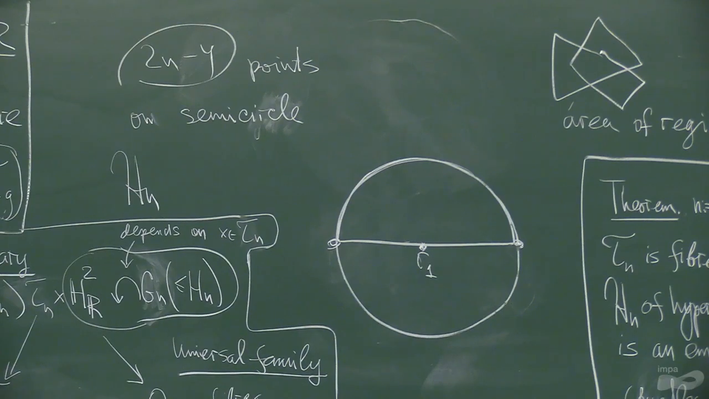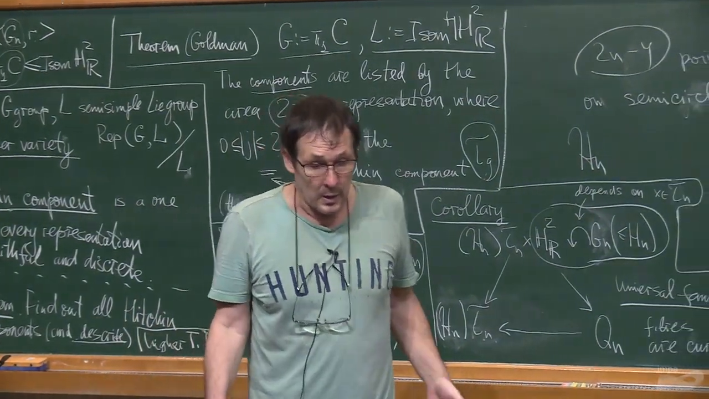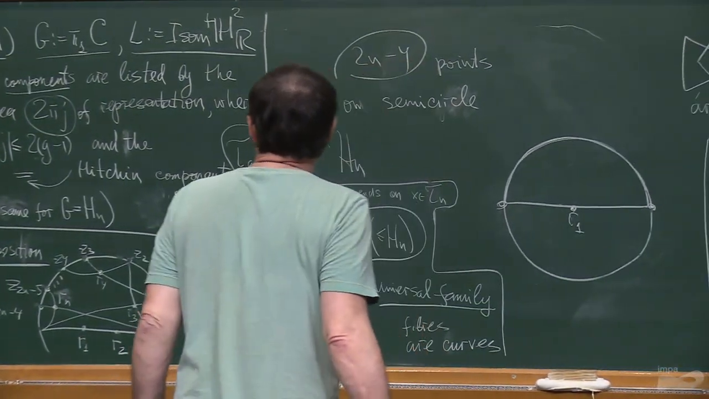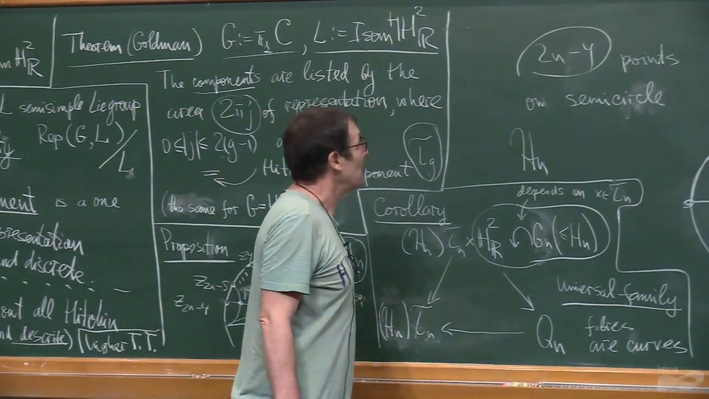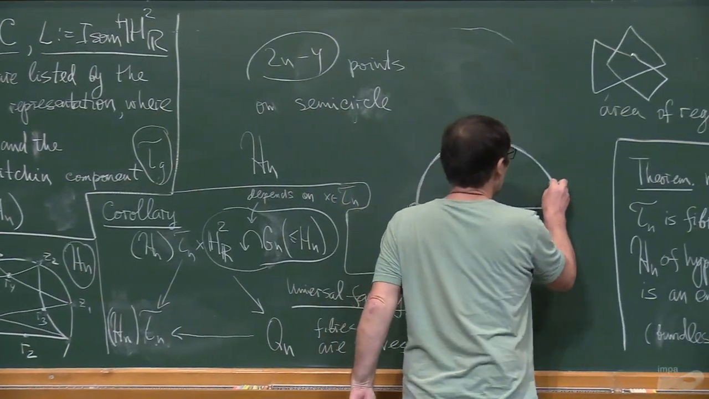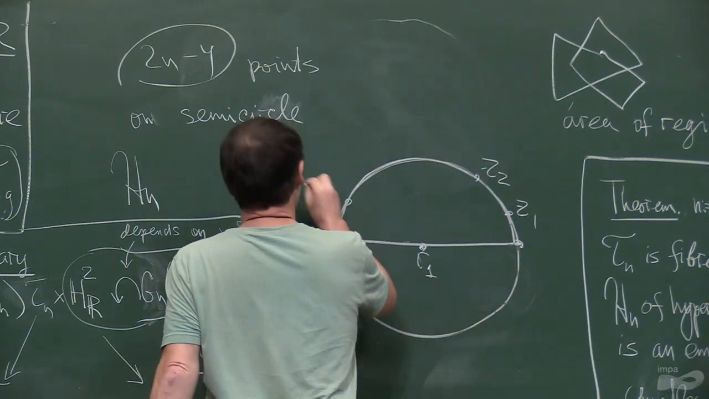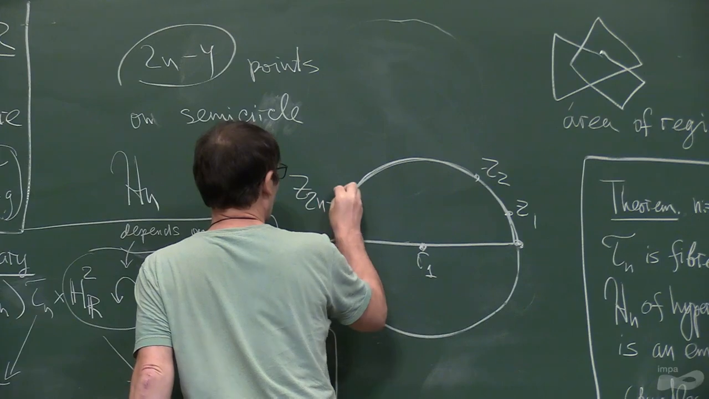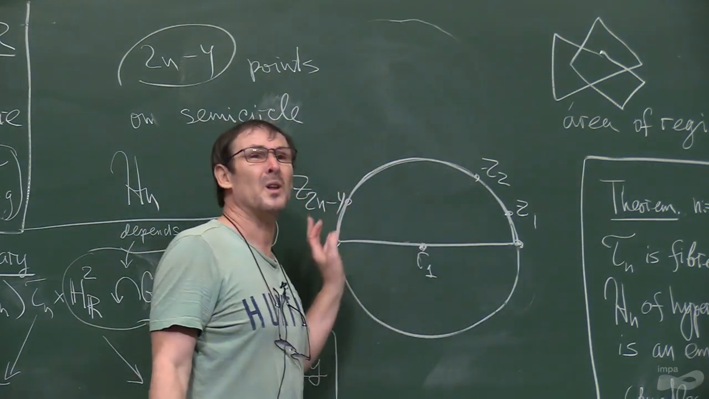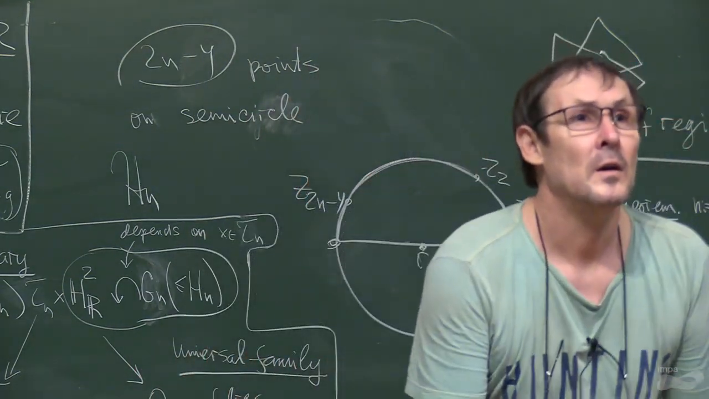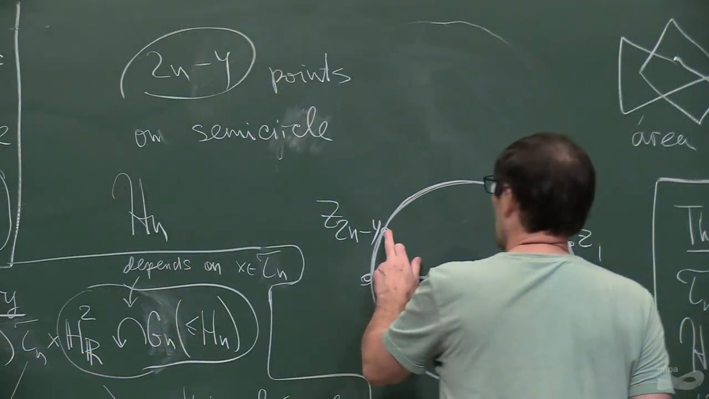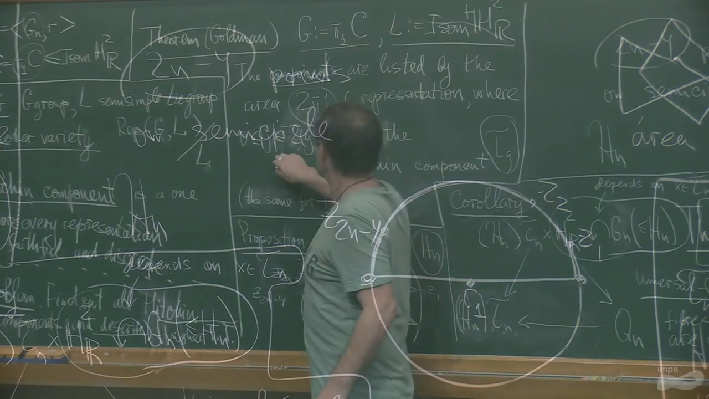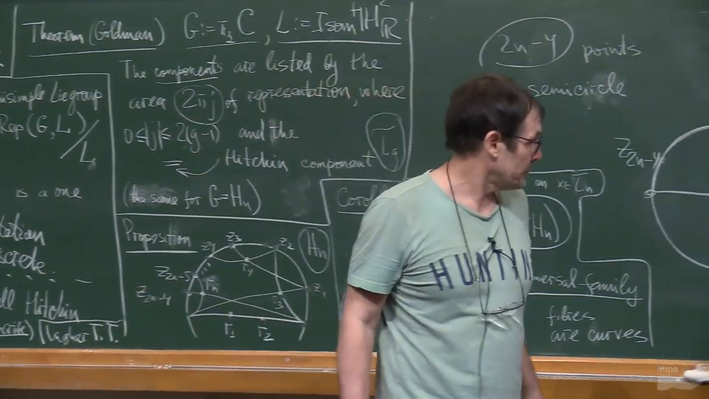And what does it mean? This can be done for any representation of the hyperelliptic group, but what does it mean that it has maximal area? It means that these points, z1, z2, etc., z_{2n-4}, are going in the counterclockwise direction. They are listed this way. This is exactly, it is not very difficult to show, exactly the fact that the area is maximum. Okay.